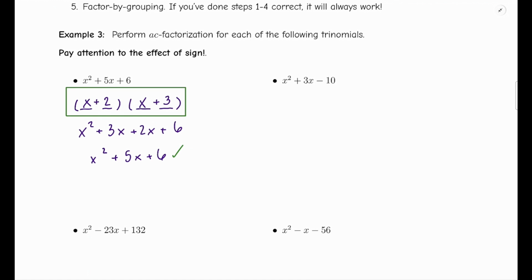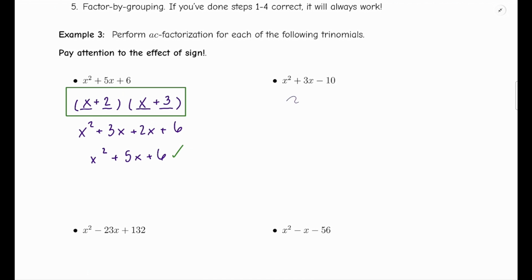Now, one thing I did want to point out here before I move on to the next one is I knew the 2 and 3 both had to be positive because they had to multiply to a positive and the middle term was positive. Because don't forget, they both could have been negative as well because two negatives multiply to a positive. But then our middle term would be negative.